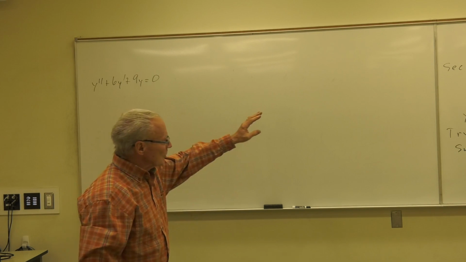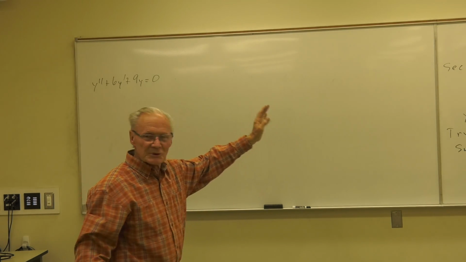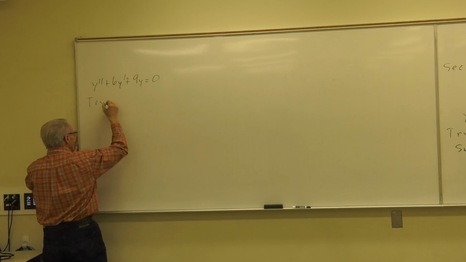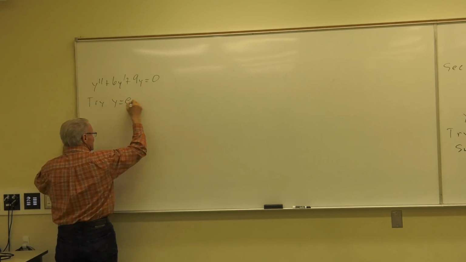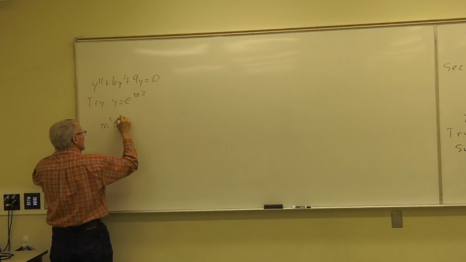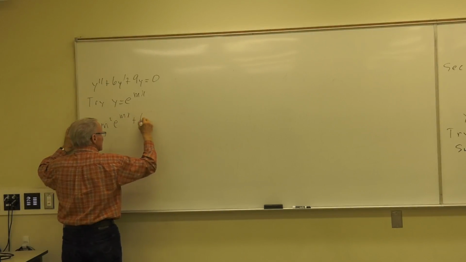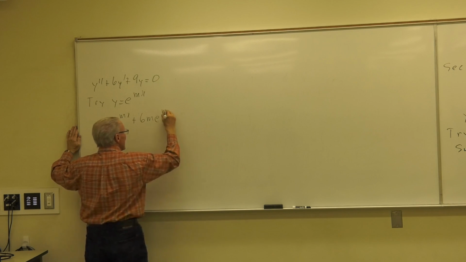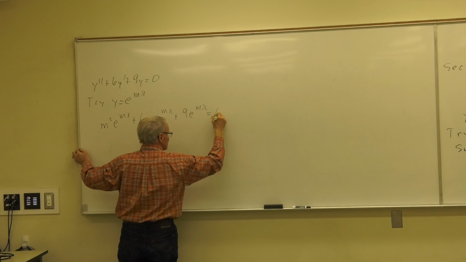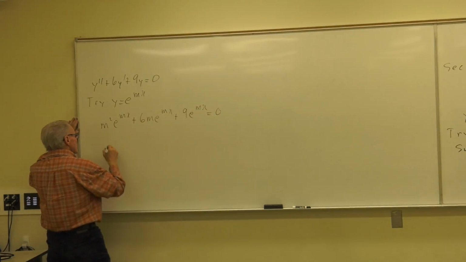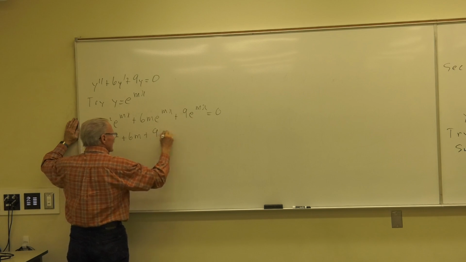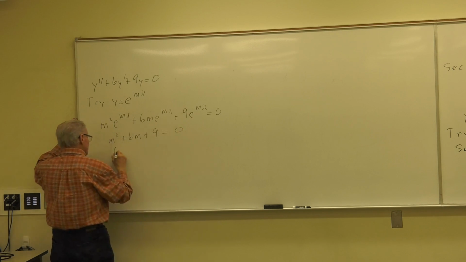Well, since that worked so well over there, I think I would try it again. So let's try y equal to e to the mx. Substituting: m squared e to the mx, plus 6m e to the mx, plus 9 e to the mx equals 0. Get rid of the e to the mx's. m squared plus 6m plus 9 equals 0. Oh, it factors again.